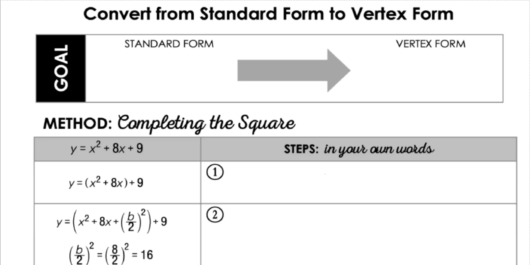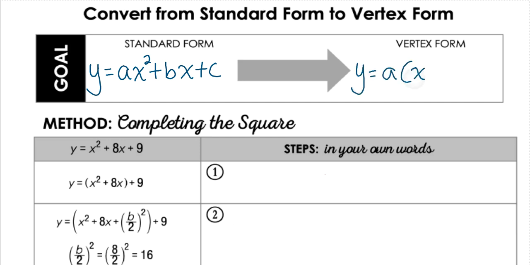Today we are going to be talking about converting quadratics that are in standard form into vertex form so that we can more easily graph them. As a reminder, standard form looks like ax squared plus bx plus c. And we want to take something in standard form and convert it to vertex form, which we should remember is a times (x minus h) squared plus k.